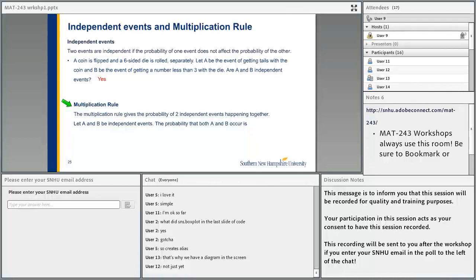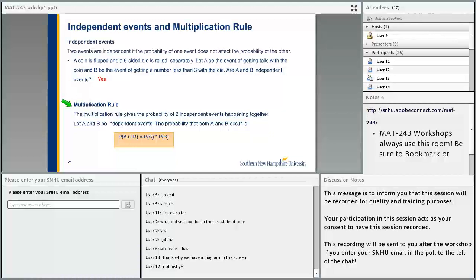The multiplication rule gives the probability of two independent events happening together. If A and B are independent events, the probability that both A and B will occur, P of A intersection B, is P of A times P of B. So in independent events, both events can occur. One does not affect the other.